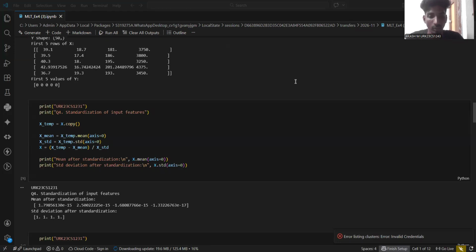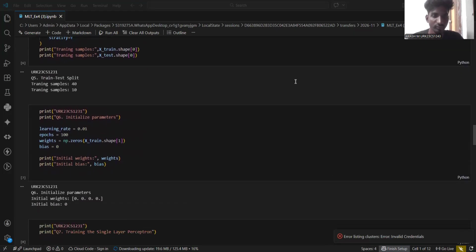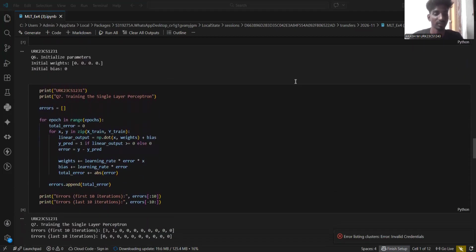Initializing parameters. The model starts with weights set to 0 for all four input features and the bias set to 0. The learning rate is set to 0.01, which controls how much the weights are adjusted every time the model makes a mistake. In the seventh question, training the single layer perceptron.